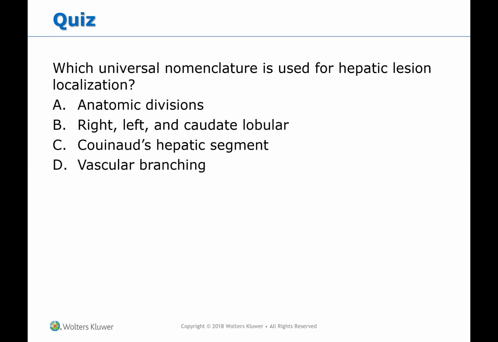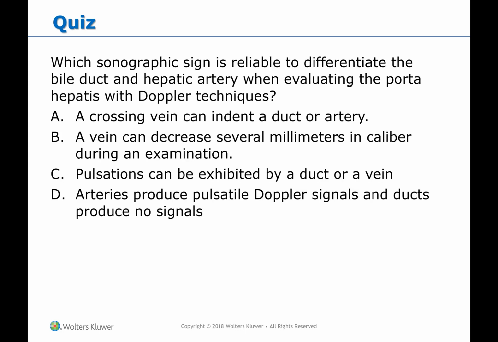Which universal nomenclature is used for a hepatic lesion localization? If you said C, you are correct. Those are going to be your 8 different sections. Which sonographic sign is reliable to differentiate the bile duct and hepatic artery when evaluating the porta hepatis with the Doppler technique? If you said D, you are correct. Arteries produce pulsatile Doppler signals and ducts produce no signal.